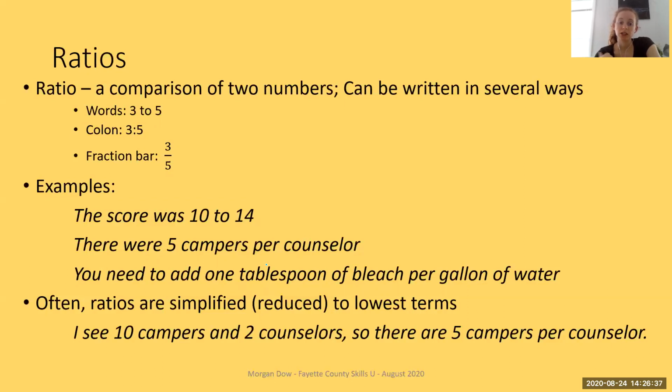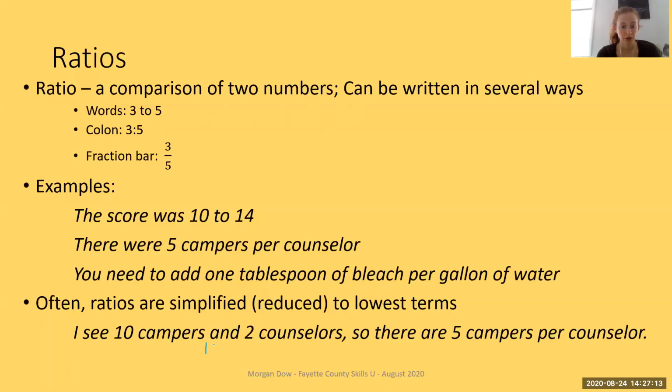Example 3, you need to add 1 tablespoon of bleach per gallon of water. So that's a 1-to-1 ratio of bleach to water. Now, often ratios are simplified or reduced to lowest terms. So for example, let's say I'm at camp and I see 10 campers and 2 counselors. So there are 5 campers per counselor. I just reduced that ratio of 10 to 2.